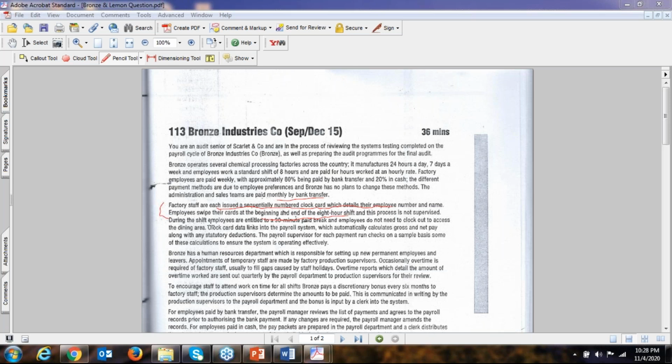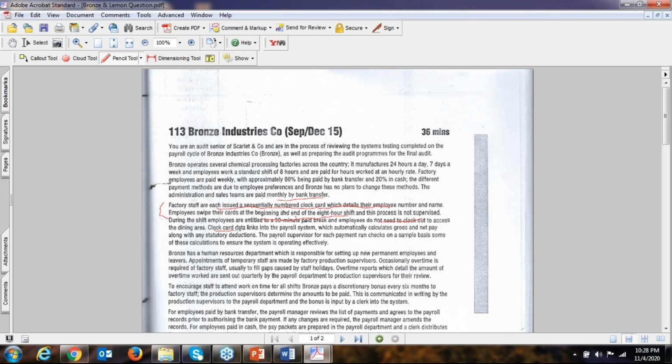Now, what next? If I read the next lines: during the shift, employees are entitled to a 30-minute paid break, and employees do not need to clock out to access the dining area. This is not a key control. This is a deficiency in the system.